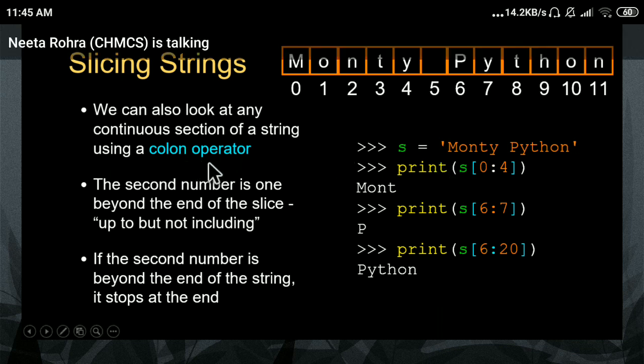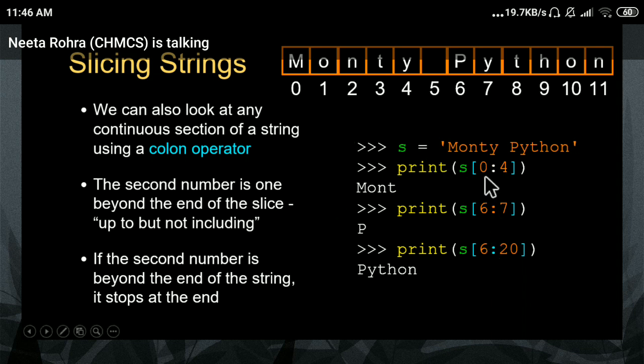Colon operator is used for slicing. When I say 0 to 4, from this string, it will start from the 0th index and it will complete till the fourth position. So first, second, third, fourth. So it will stop till here. First four. So first is your starting position. Next is how many numbers you want to print.